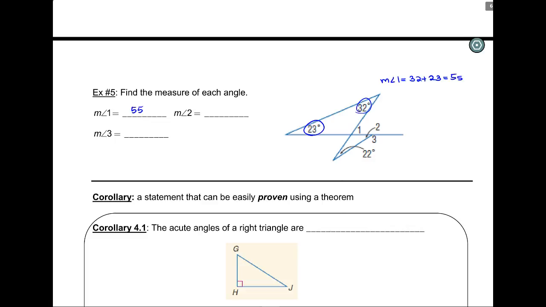Okay, and then I can see if angle 1 is 55, then it forms a linear pair with this angle that's 125. So I can see measure of angle 3 is an exterior angle to 125 and 22, so that gives us 147 for angle 3. And then I could see 2 and 3 add up to 180 because they form a linear pair, so I get 33 degrees.